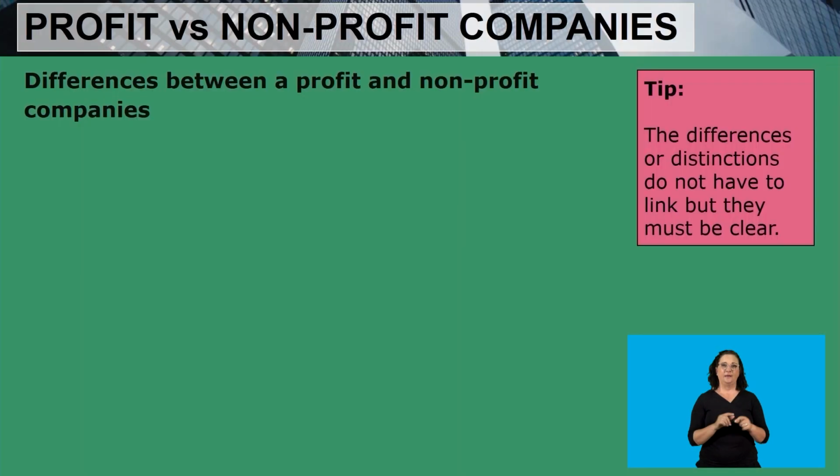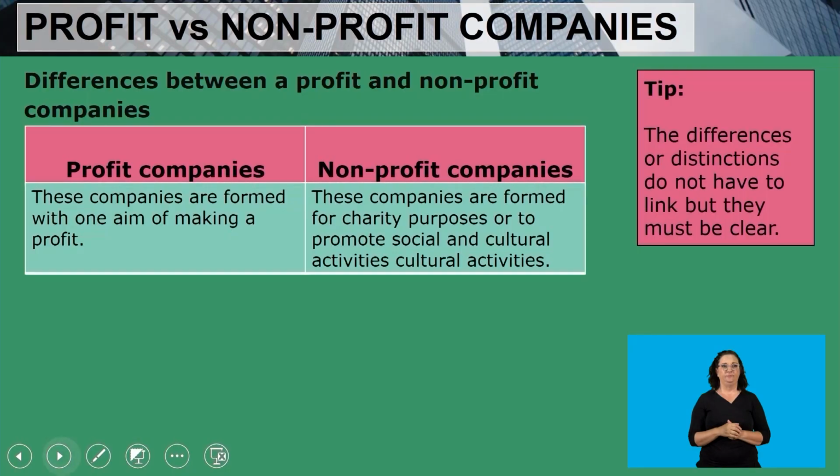Now let us look at our first concept for the lesson, which is the differences between profit and non-profit companies. So here's a tip. It says the differences or distinctions do not have to link, but they have to be clear. So obviously when you write a distinction between profit companies and non-profit companies, it does not necessarily mean that they have to link, but there has to be a clear distinction of the differences. Let us get to it.